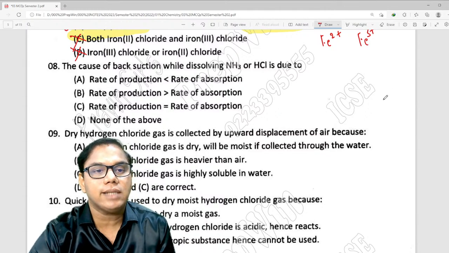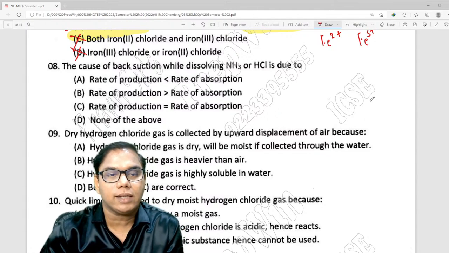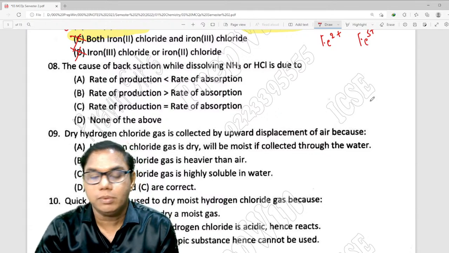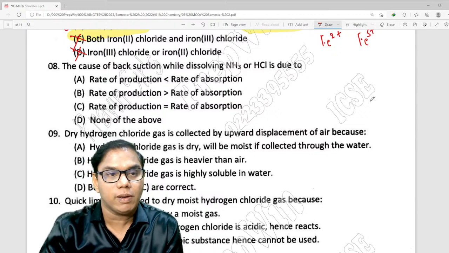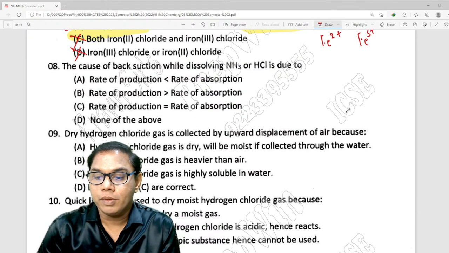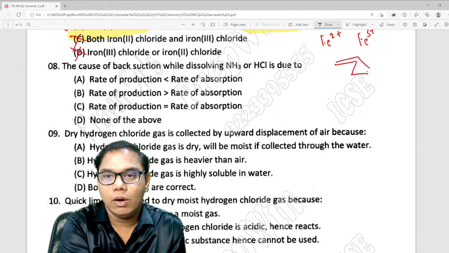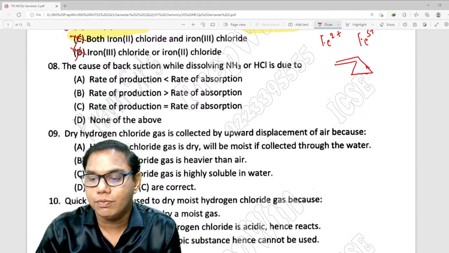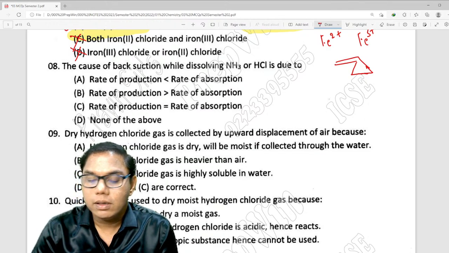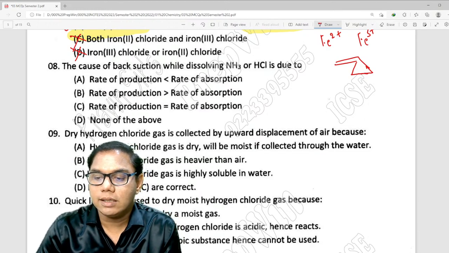Quickly now. Back suction while dissolving NH3 or HCl is due to what? Rate of production is less than rate of absorption, or rate of production is more than rate of absorption, or both the rates are equal, or none of this. Which is the answer? We use a funnel arrangement to prevent this back suction. But why is there back suction in the first place?